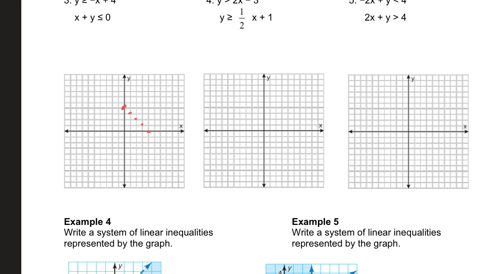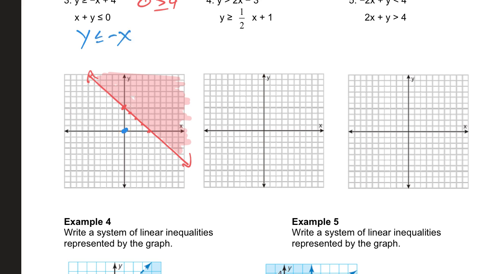So I'm going to quickly do my solid line here. If I test 0, 0, I'm going to get 0 is greater than or equal to 4, which is not true. So I'm going to shade on the other side, which is right here. So there's my shading. And now I'm going to do the second equation, which should be written as y less than or equal to -x.